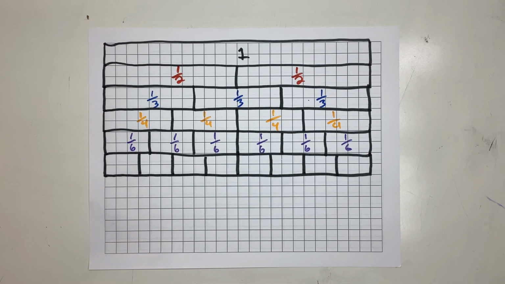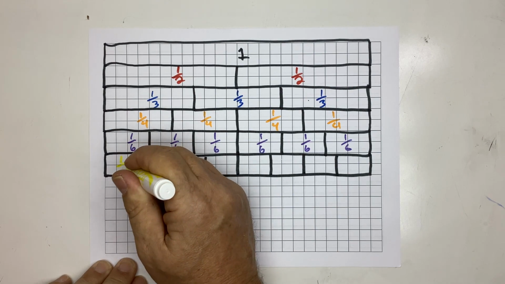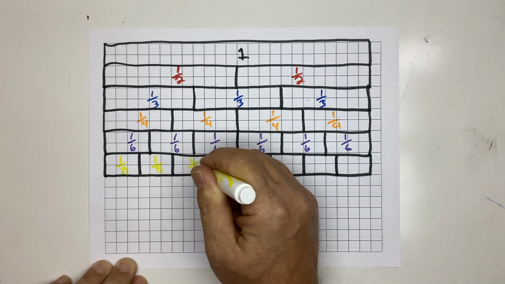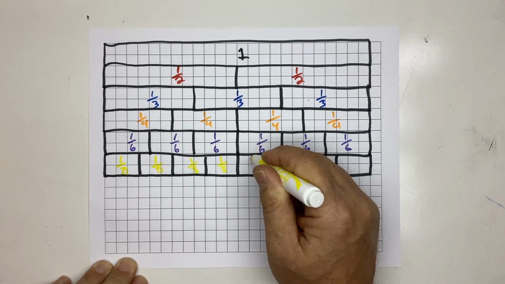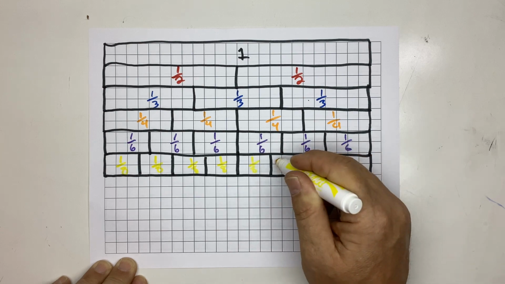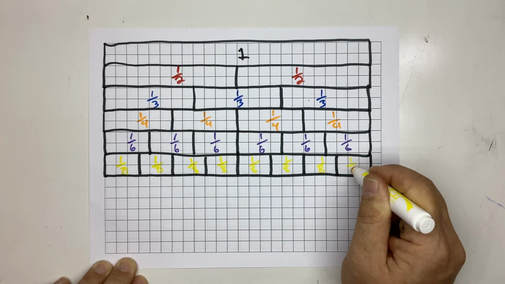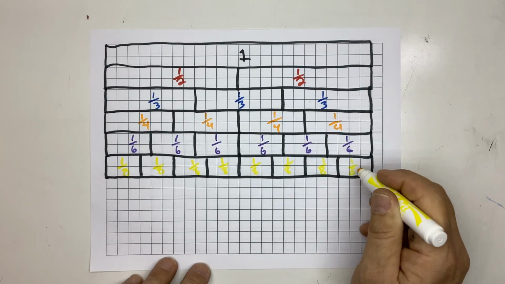So I'll pick another color here. We'll try yellow, see if it turns out. So that's 1/8, 1/8, 4/8, that equals a half. And 8/8 equals 1 whole.